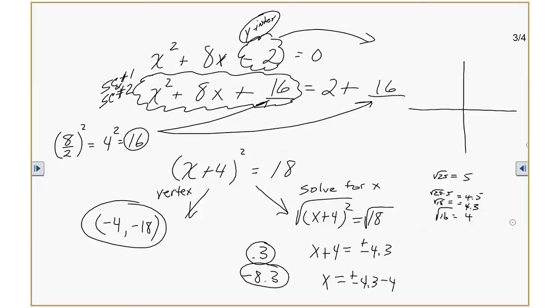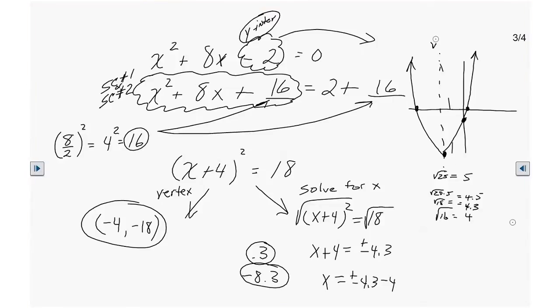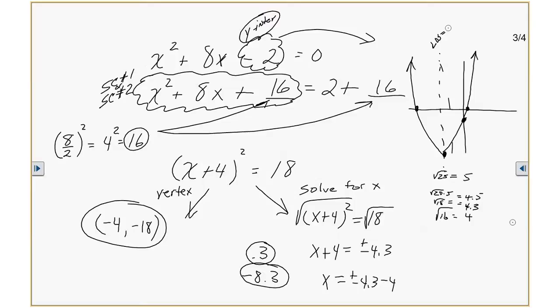So -2 is right here. -4, -18. X-intercept is 0.3. And -8.3, well this is 4. The 8 would be over here. And of course, line of symmetry. Line of symmetry is equal to -4. And decreasing from negative infinity to -4, increasing from -4 to infinity.